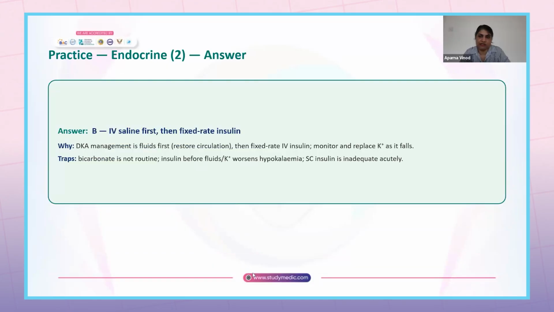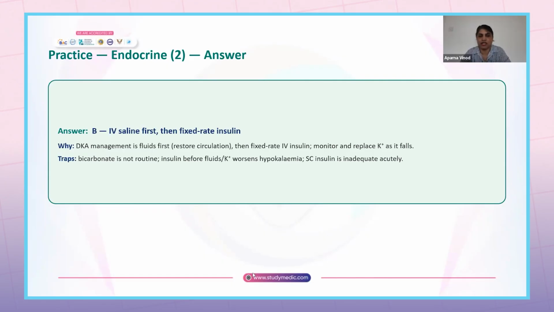Yes, so identify the condition first. So like I said, diabetes is there, ketosis is there, acidosis is there. So the diagnosis is quite clear. It is diabetic ketoacidosis. So in diabetic ketoacidosis, we are going to manage the fluids first. So we have to restore circulation, and then we give fixed rate IV insulin, monitor and replace potassium as it falls.